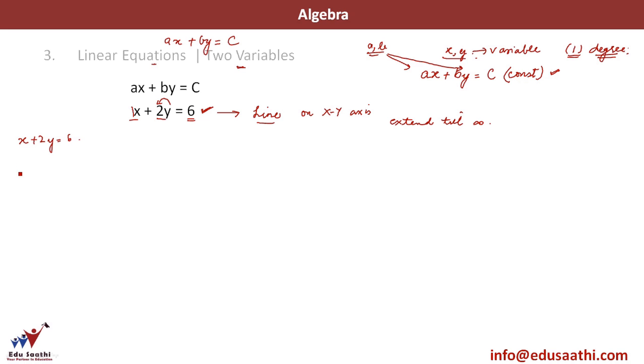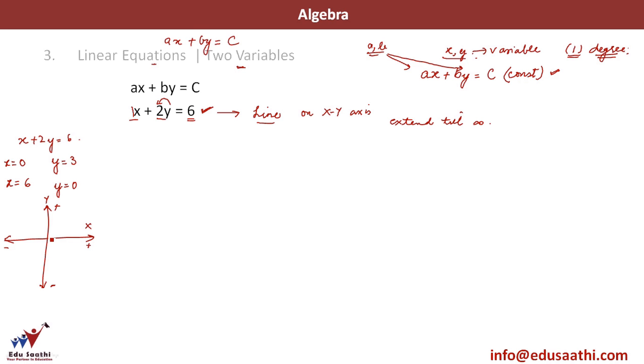An easier way is, put x is equal to 0, the value of y that satisfies this equation would be 3. Put y is equal to 0, the value of x that satisfies this would be 6. Now what you do is, you take the coordinate axis. This will be x-axis positive, this will be x-axis negative, y-axis positive and y-axis negative.